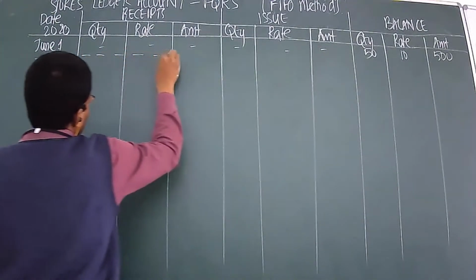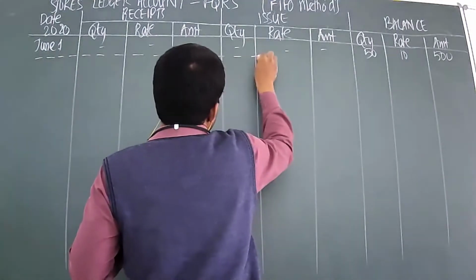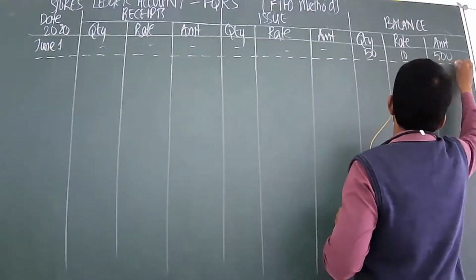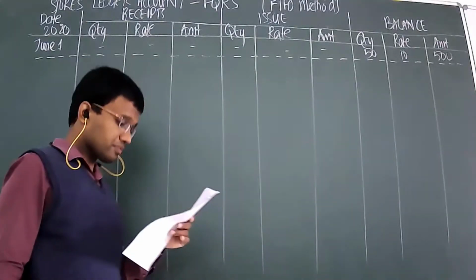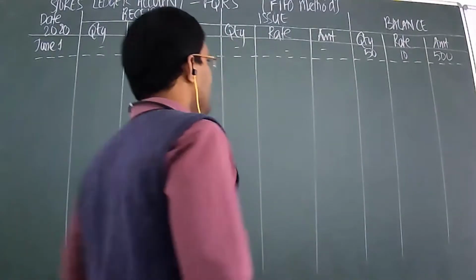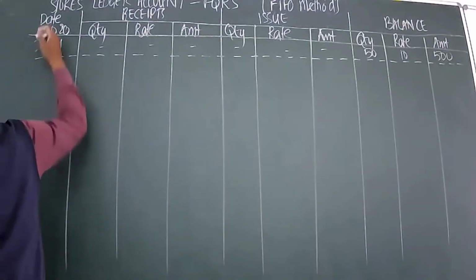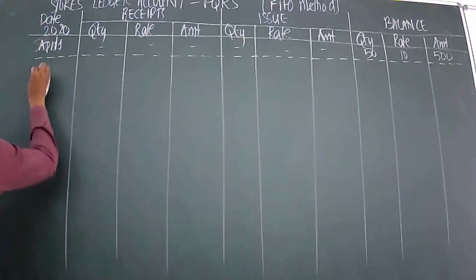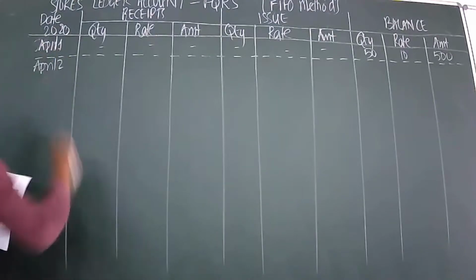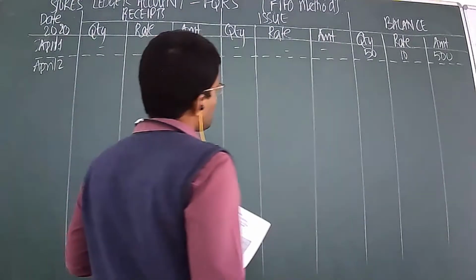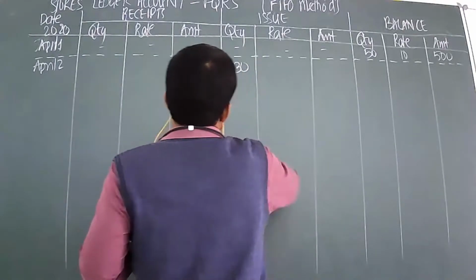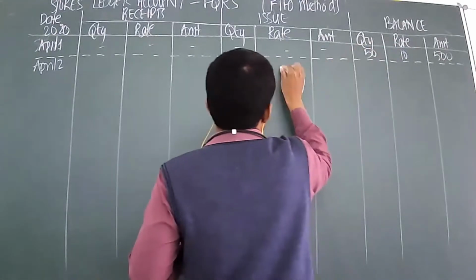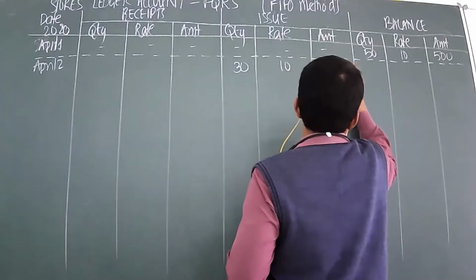Now remember, the rationale that we are following is FIFO, first in, first out. Next one, 2nd of April. On the 2nd of April, we are carrying out an issue. So on April 2nd, we are issuing 30 tons. The quantity is 30, and the rate at which we would be issuing it is 10. So this works out to be 300.